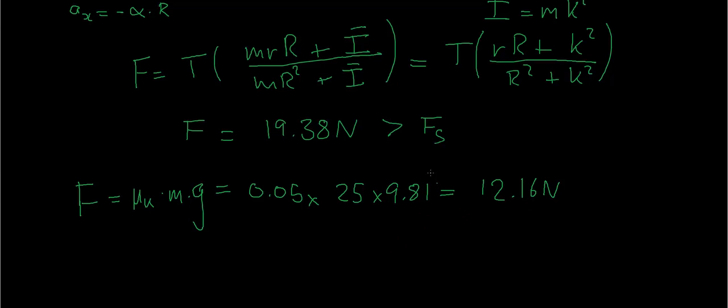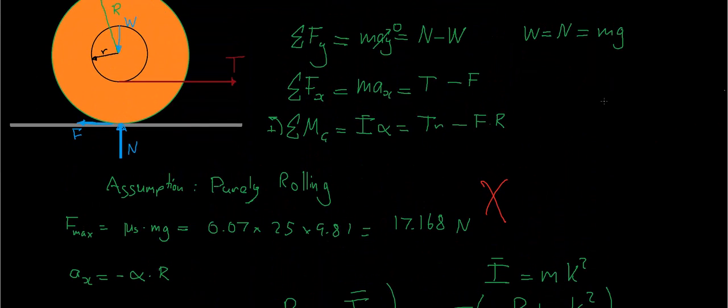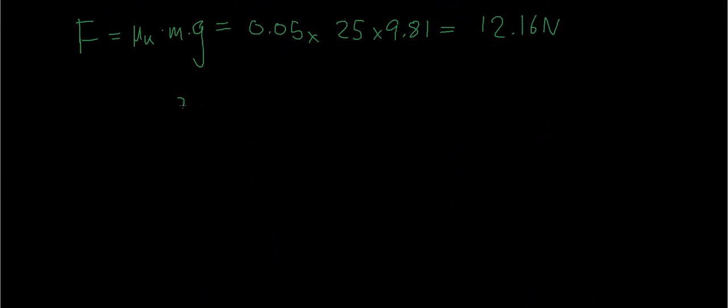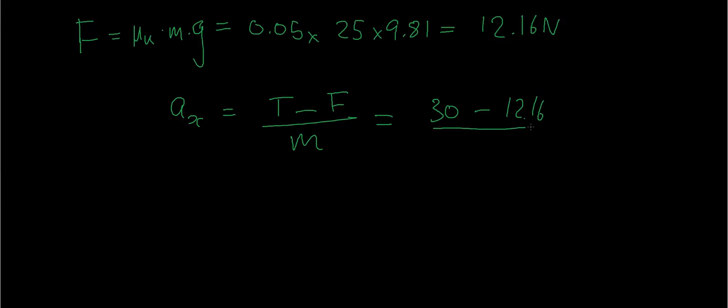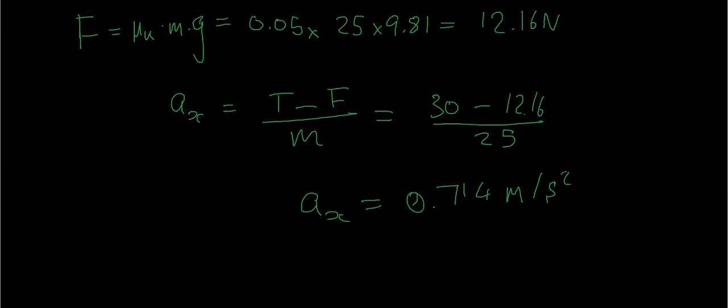And again, we can simply substitute this into the equation that we've calculated above already, and here the only unknown is the acceleration itself. So the acceleration is equal to the tension in the string minus the friction force, divided by the mass of the cylinder. So 30 minus 12.16, all divided by 25, and we get a final acceleration that's equal to 0.714 meters per second squared. That's really all there is to it.